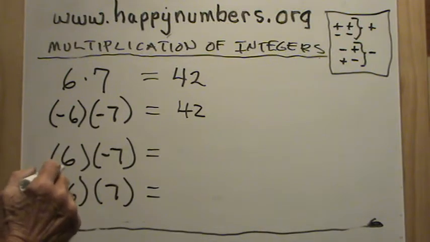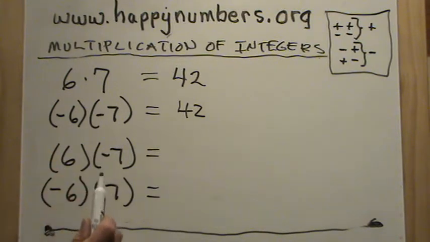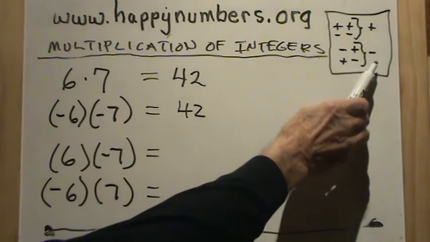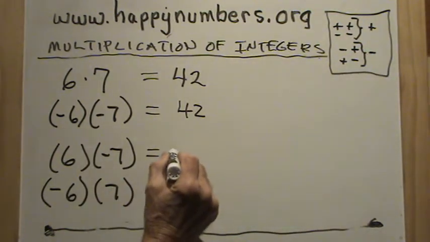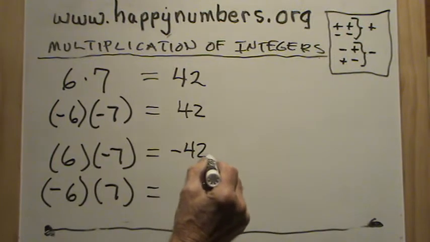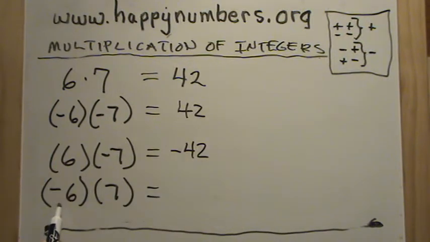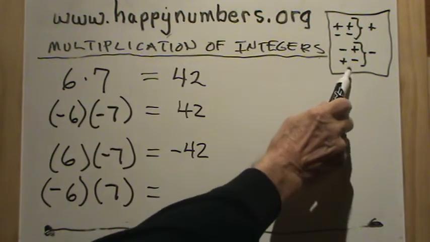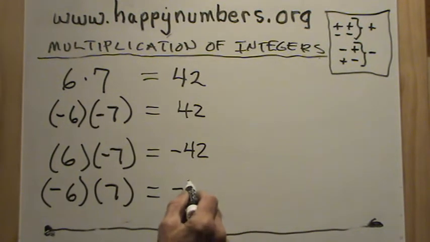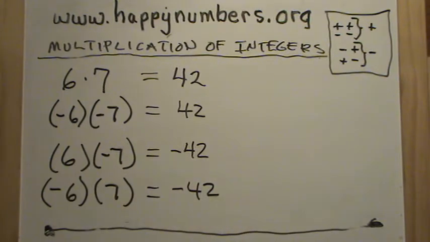Here we have positive 6 and a negative 7. The signs are different. We know if the signs are different, the answer is always negative. So this would be negative 42. Here we have a negative 6 times a positive 7. Signs are different, so we know the answer is negative. It's that simple.